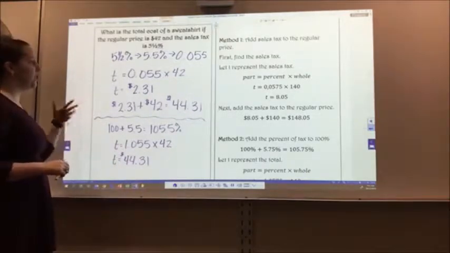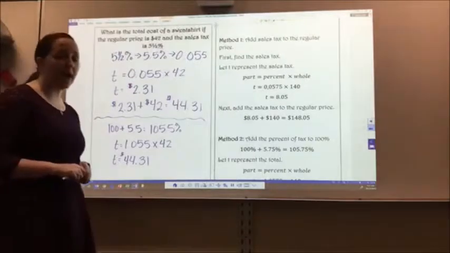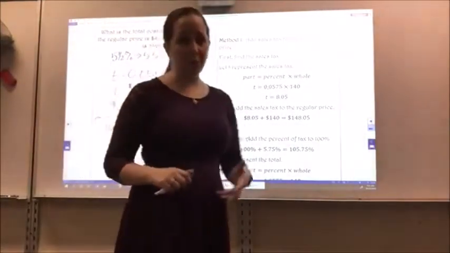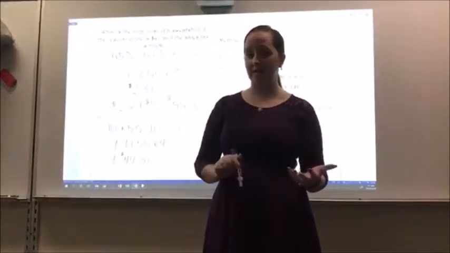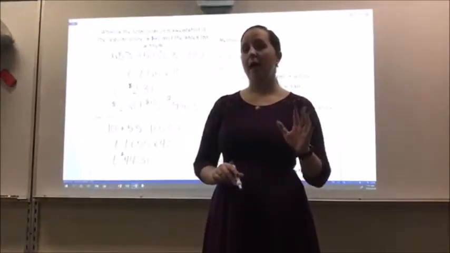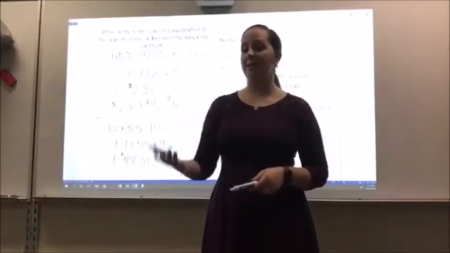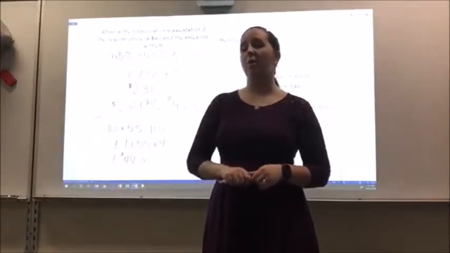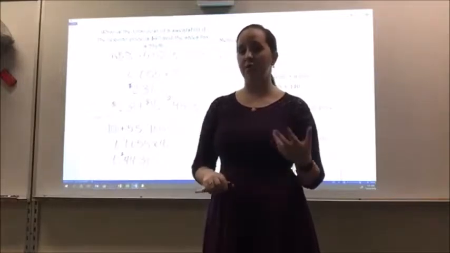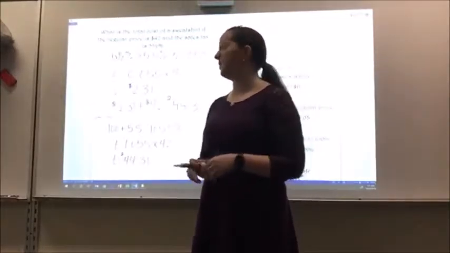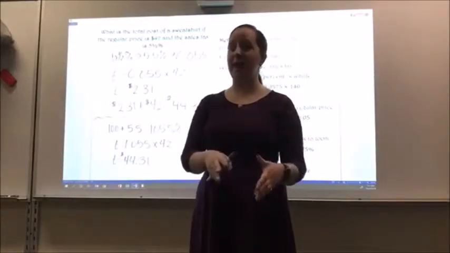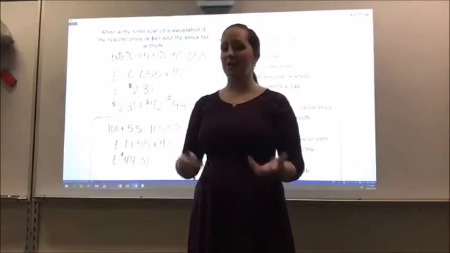It's completely up to you which method you want to use. You can use either of them, or a combination of both. You either add the sales tax at the end, or you add the sales tax at the beginning. When you add it at the beginning, you're doing the 100% plus your actual sales tax. If you do it at the end, you're finding the sales tax in a dollar amount and then adding it to your original price.